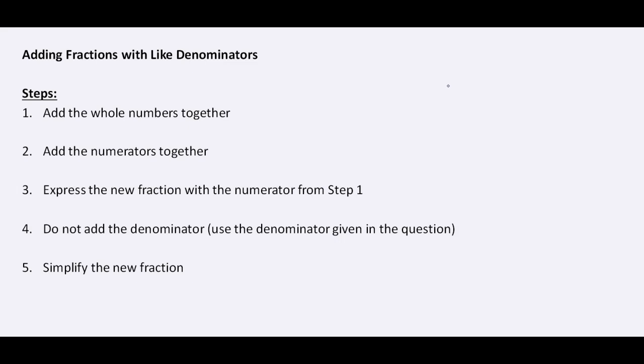So here are the steps that we're going to walk through. The first step is to add the whole numbers together. Then we're going to add the numerators together. We're going to create a new fraction. And you have to remember that we do not add the denominator under any circumstances. In this case, we have like denominators, so we're just going to use the denominator that we have. And once we're done with this new fraction, we will simplify it and reduce it to its lowest terms.